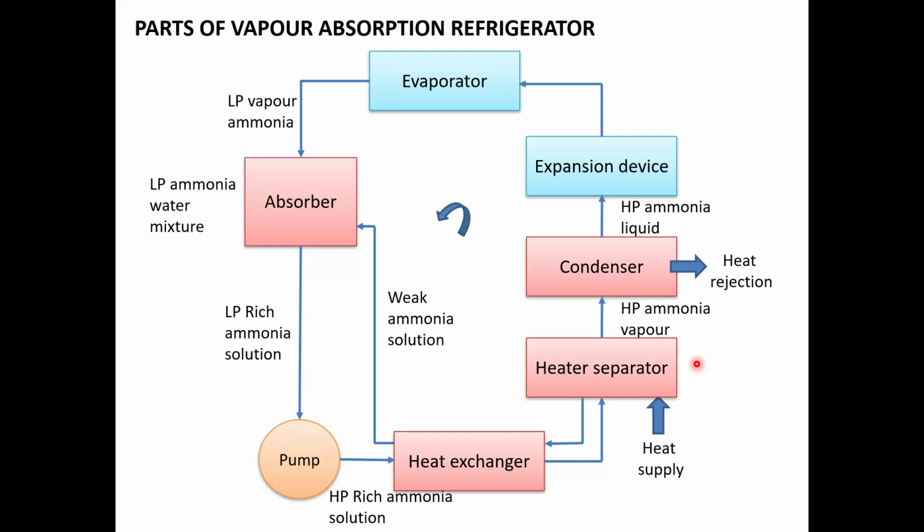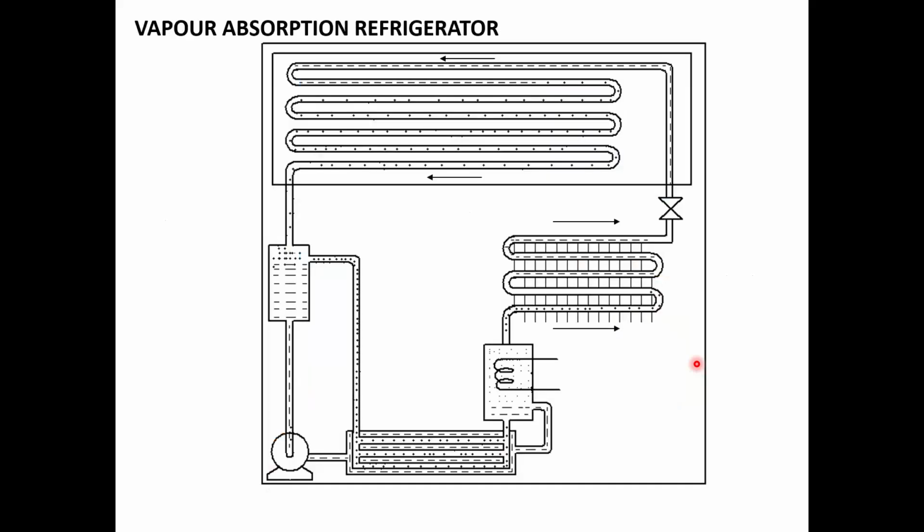So low pressure, low temperature liquid ammonia from the expansion device then enters the evaporator. Low temperature liquid ammonia will absorb the heat from the evaporator space so that it will convert from liquid to vapor. The temperature of the evaporator space will get cooled. We'll see the detailed working with this schematic diagram.